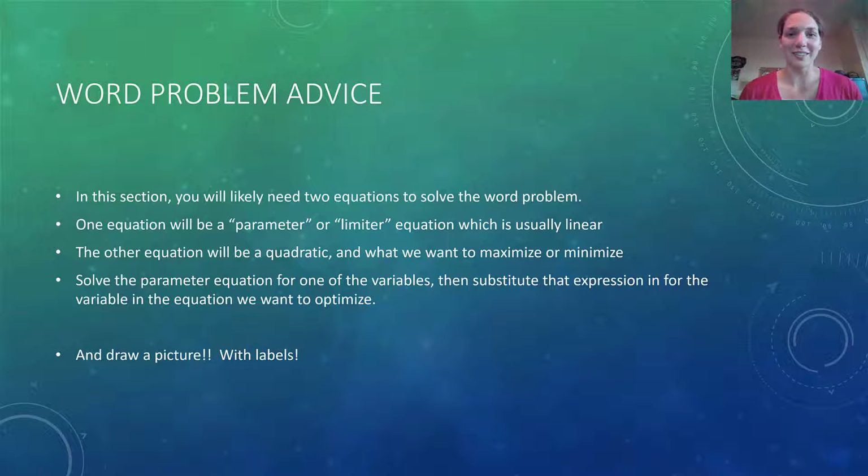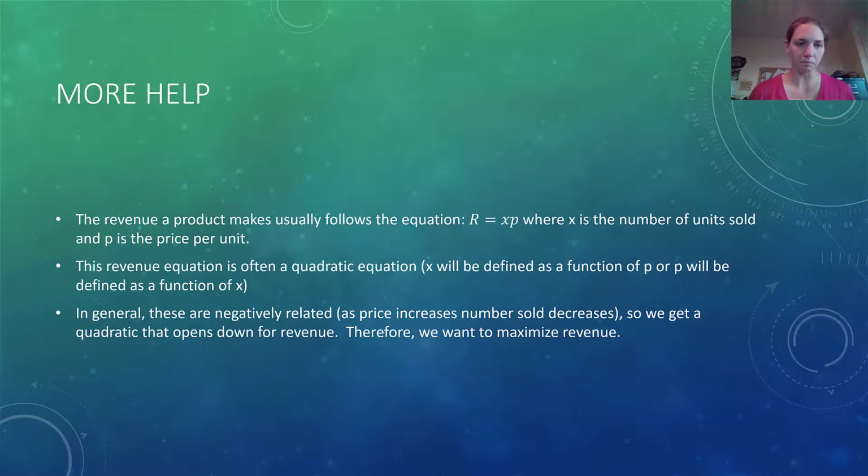The most important thing you can do, though, is to draw a picture with labels, right? Knowing what we're talking about is super important. So that's my most important piece of advice. But also be paying attention to, maybe I need two equations. Maybe I know this piece of information and I'm trying to optimize this piece, and they're not really related, but they do have some interconnecting pieces. That's what we're going to see the most.